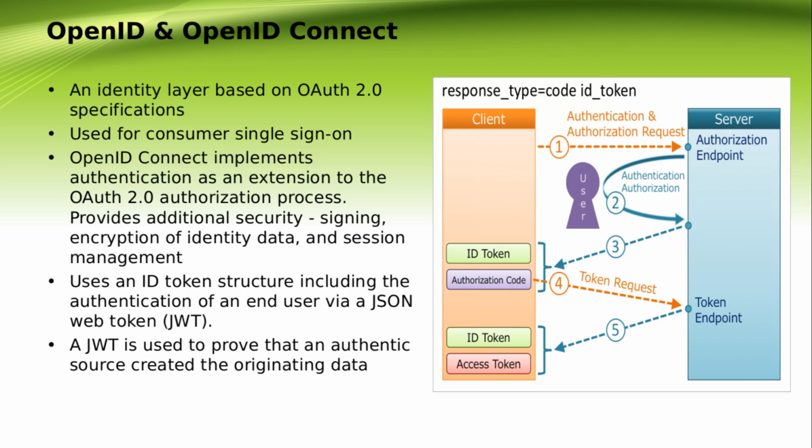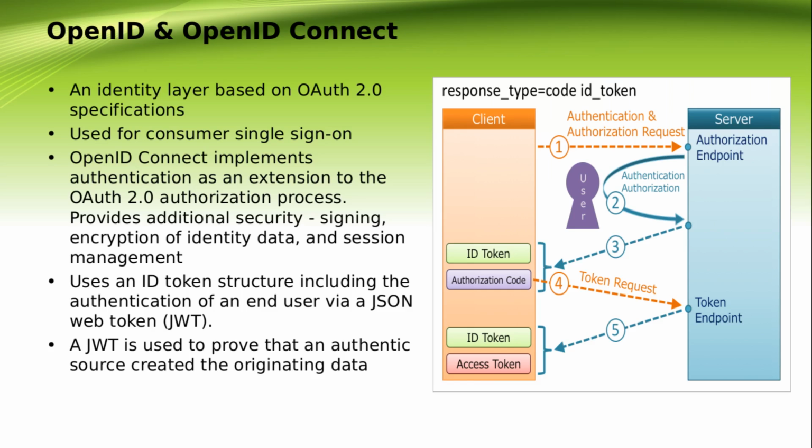Okay, let's move on to the next slide. OpenID and OpenID Connect. So OpenID is an identity layer based on the Open Authorization 2.0 specification, used for consumer single sign-on. OpenID Connect implements authentication as an extension to the Open Authorization 2.0 authorization process. It provides additional security, signing, encryption of identity data, and session management.